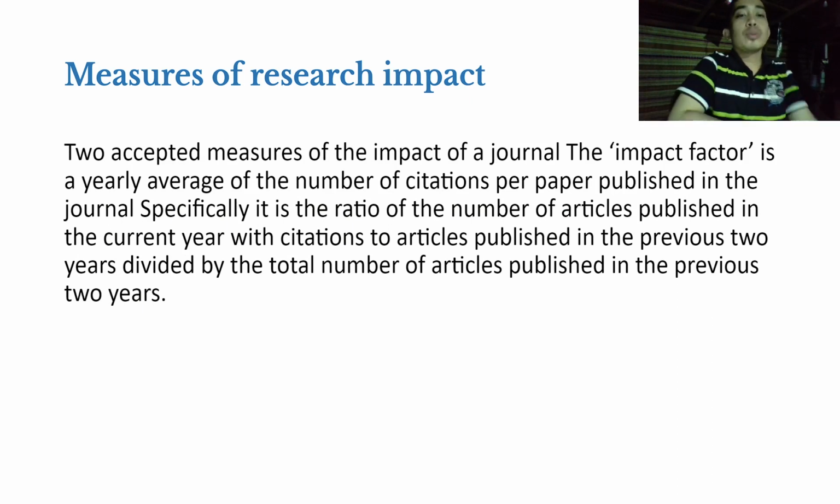So, two accepted measures of the impact of a journal. The impact factor is a yearly average of the number of citations per paper published in the journal. Specifically, it is the ratio of the number of articles published in the current year with citations to articles published in the previous 2 years, divided by the total number of articles published in the previous 2 years.